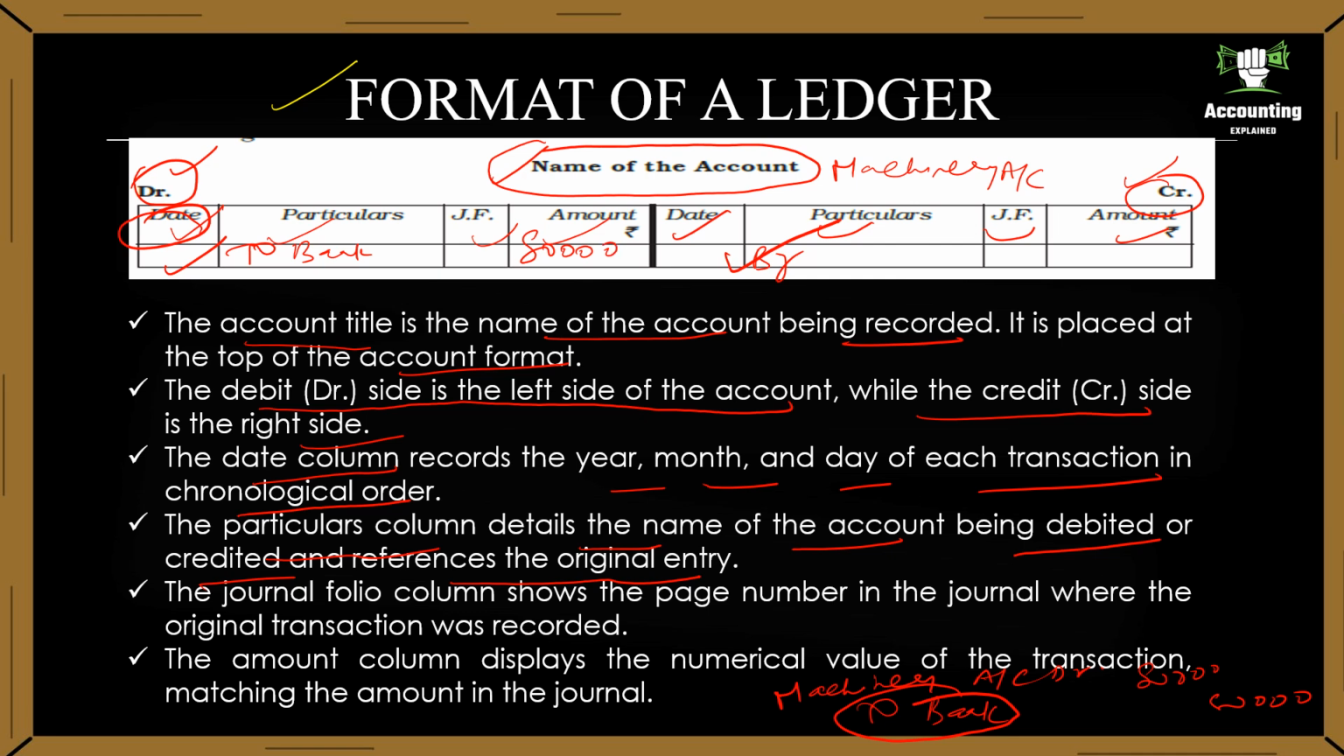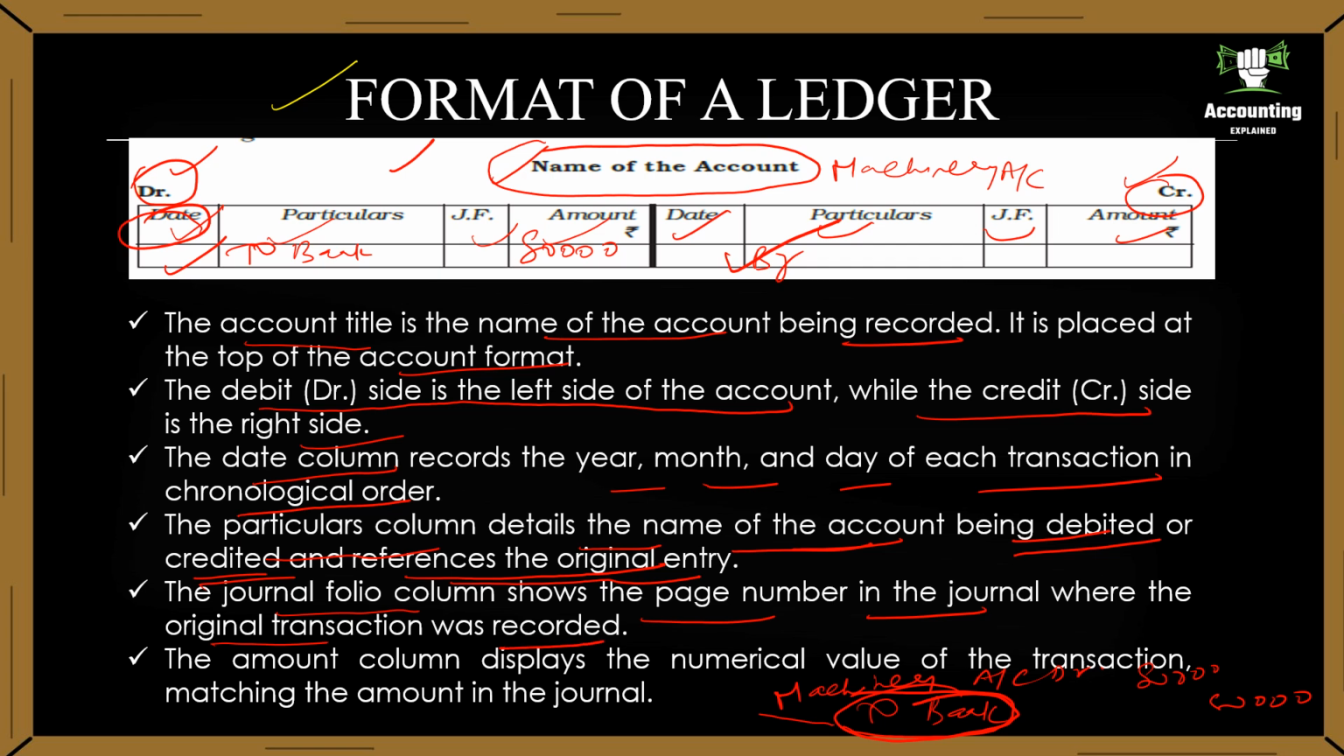That's what they say here. The particulars column details the name of the account being debited or credited and references the original entry. In the journal entry, whatever you have credited will go to the debit side of the missionary account. Okay. The journal folio column shows a page number in the journal where the original transaction was recorded.